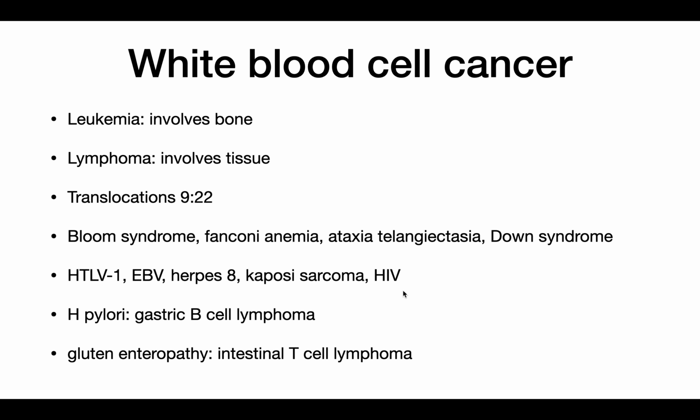The viruses that can cause any kind of white blood cell cancer are HTLV-1, Epstein-Barr virus, herpes, Kaposi sarcoma, and HIV, along with H. pylori. Also, gluten enteropathy will cause an intestinal T-cell lymphoma due to the constant turnover of the enterocytes.